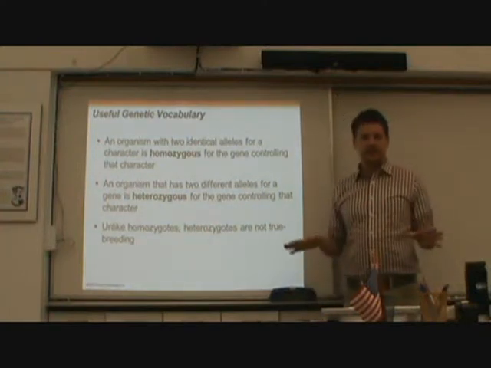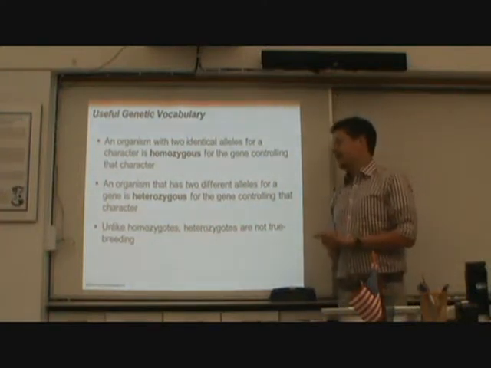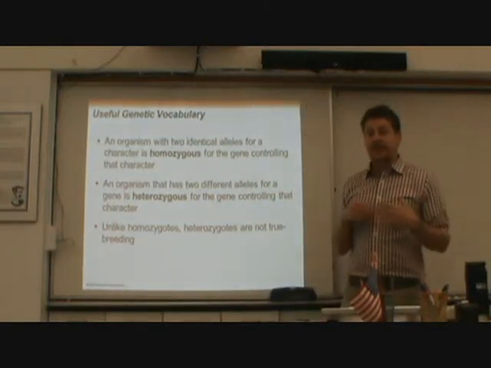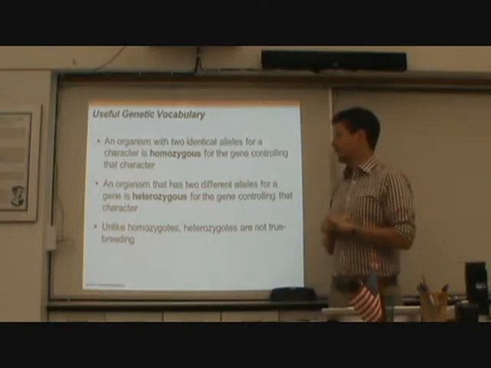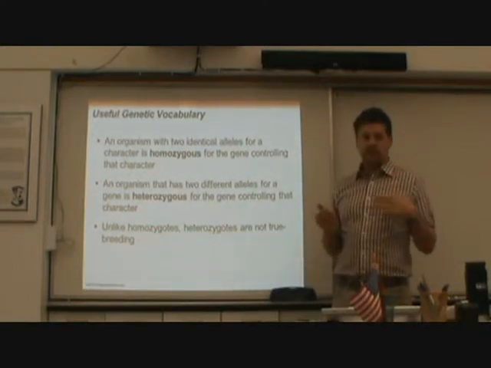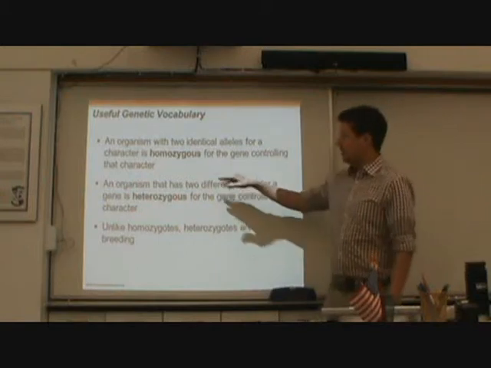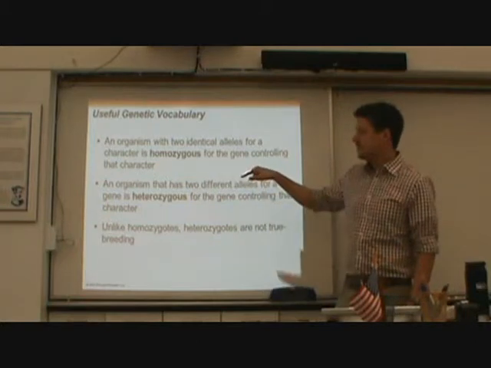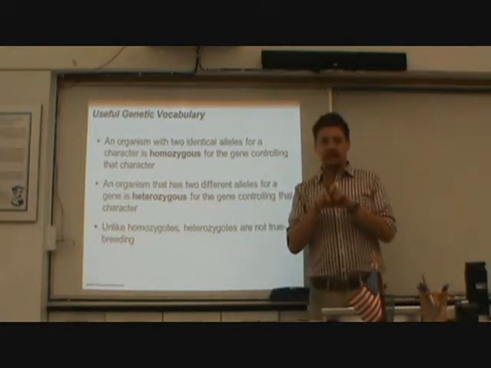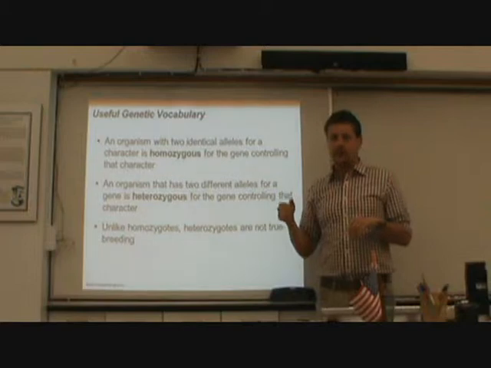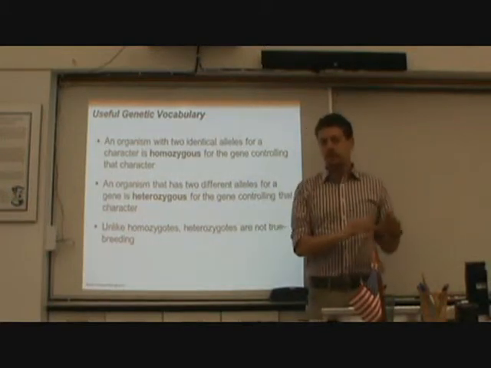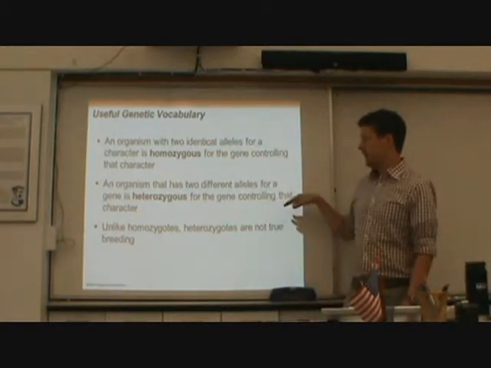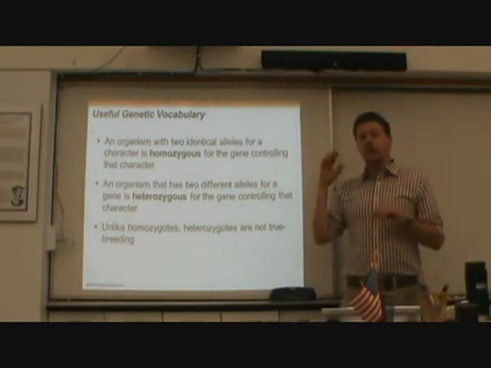So I was trying not to use these words until we got to this slide, but two really important words to use when you're describing the genetic makeup of an organism in reference to a specific character are homozygous and heterozygous. Homozygous means that they have two identical alleles. So in the case that we were just looking at, that would be two purple alleles or two white alleles. And then heterozygous is when you have one of each.